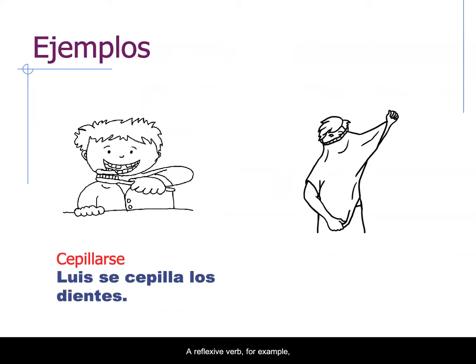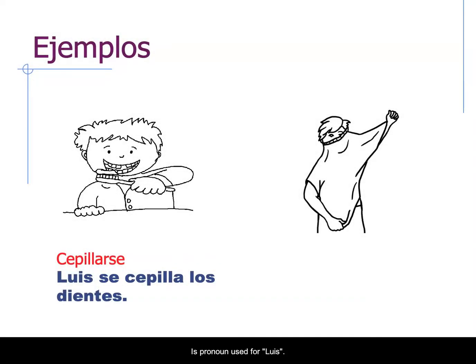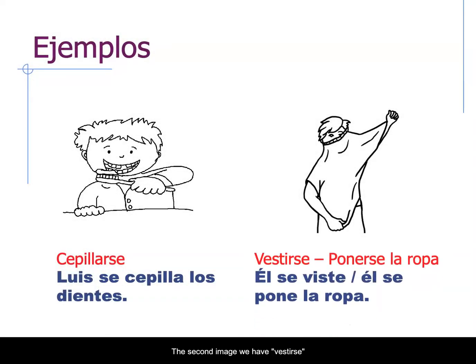A reflexive verb in the infinitive form always ends in se. In this case, cepillarse, to brush one's teeth. Luis se cepilla los dientes. In this case, se is the pronoun used for Luis. On the second image, we have vestirse or ponerse la ropa, to get dressed or to put clothes on. Él se viste. Él se pone la ropa. Él is the subject, se is the pronoun.